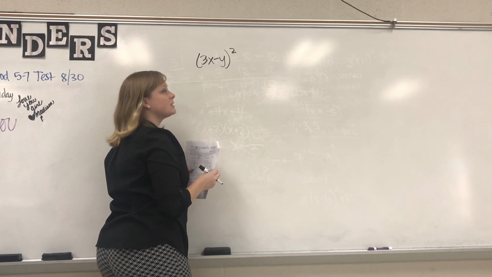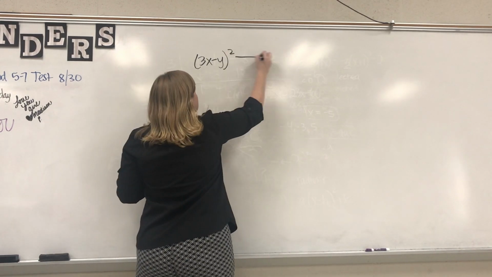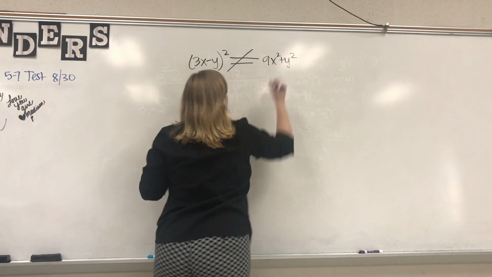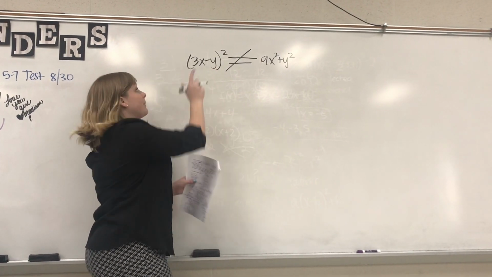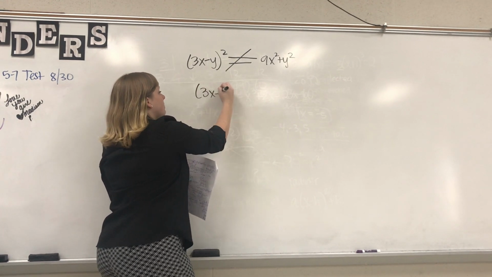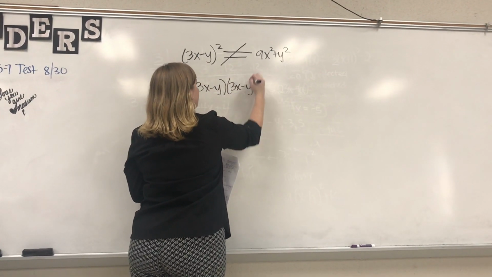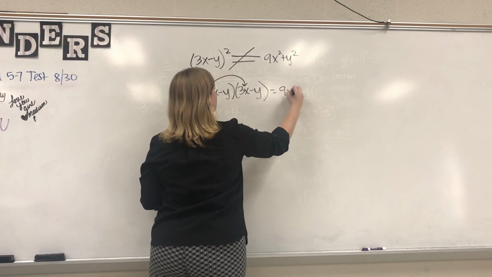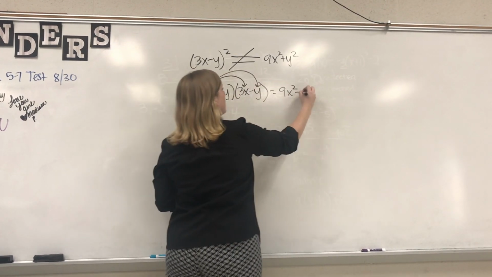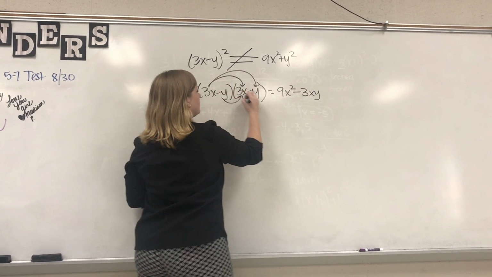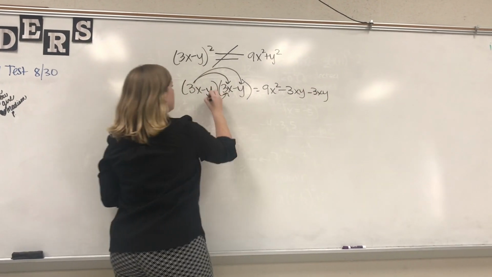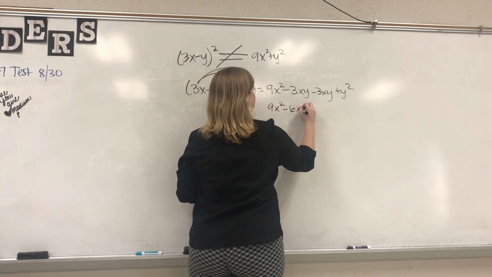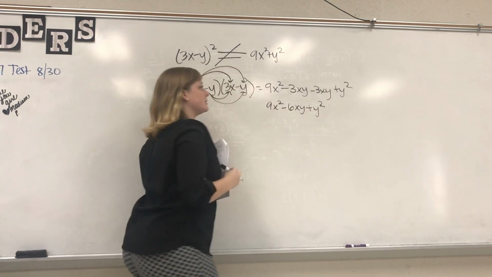Remember, if you do this, I will cry on the test. It is big time not equal to 9x squared plus y squared, super not. It is a binomial squared. You are multiplying the binomial by itself, okay? So you would distribute 3x times 3x is 9x squared. 3x times -y is -3xy. Keep it going. This would be my answer.